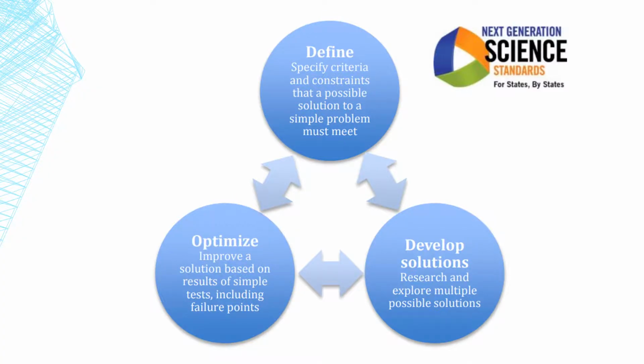This model with a 3-step cycle from NGSS states that students need to be able to define, specify criteria and constraints that a possible solution to a simple problem must meet, develop solutions, research and explore multiple possible solutions, and optimize and prove a solution based on results of simple tests, including failure points. This is the model that they came up with for 3rd through 5th grade.